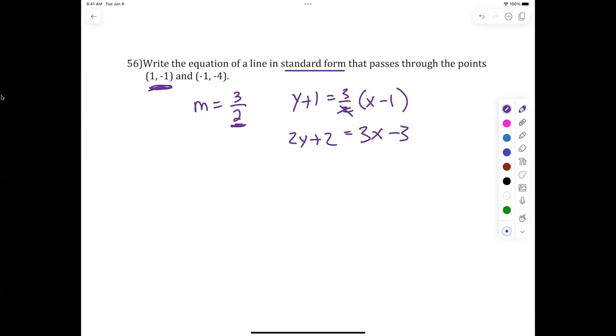3x minus 3. Now, is my x positive or negative? Positive. So I want that to what? Stay positive. So I move the 2y over. When I move the 2y over, that becomes 3x minus 2y. And I got to kick the 3 to the other side. So if I kick the 3 over, it becomes what? 5. So 3x minus 2y equals 5. That's how your brain should operate.